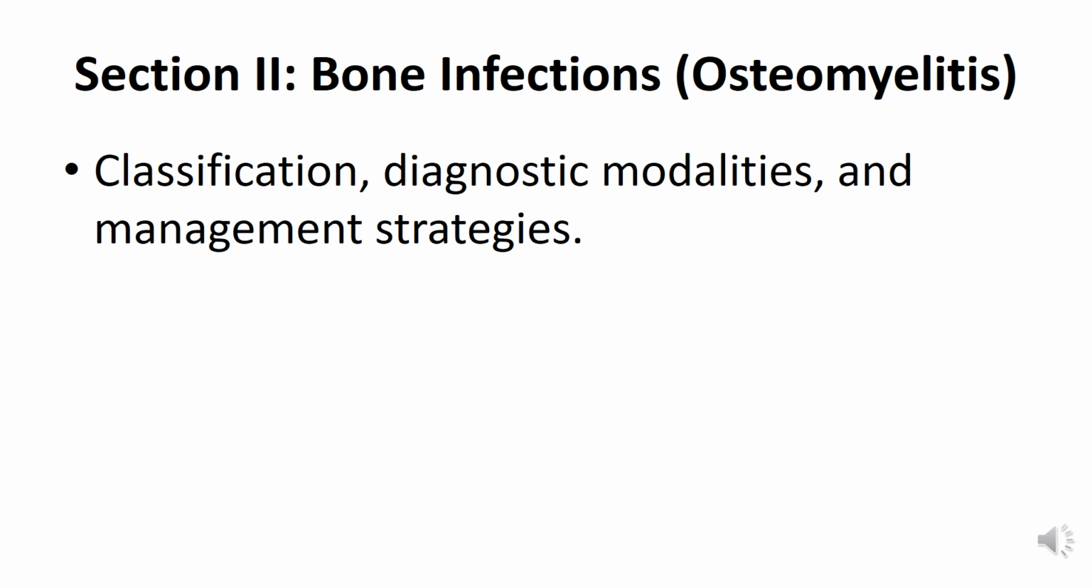Plain radiographs are usually obtained first, although early disease may not be visible. Magnetic resonance imaging is particularly valuable because it can detect bone and soft tissue involvement before significant structural damage occurs. Despite advances in imaging, the diagnostic gold standard remains bone biopsy with microbiological culture. Obtaining a tissue sample allows clinicians to identify the causative organism and tailor antimicrobial therapy accordingly. This targeted approach improves treatment success and reduces unnecessary antibiotic exposure.